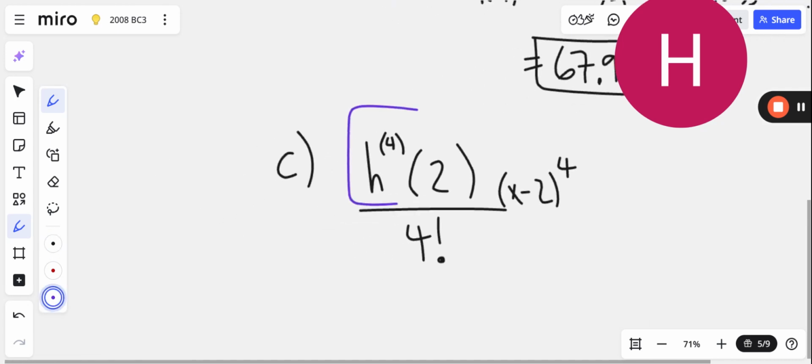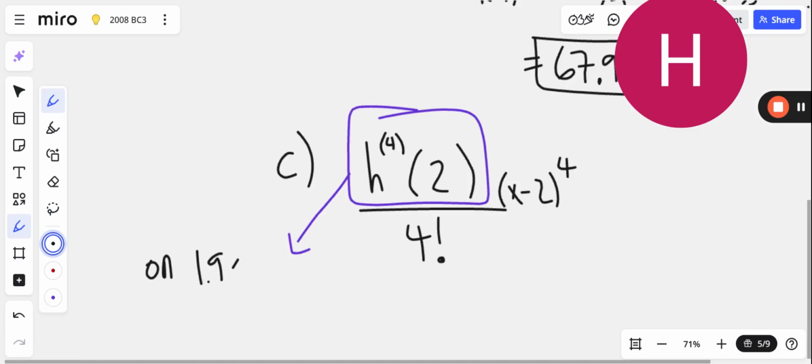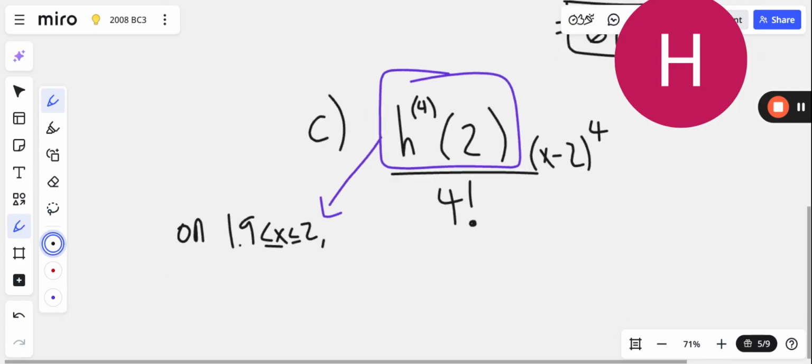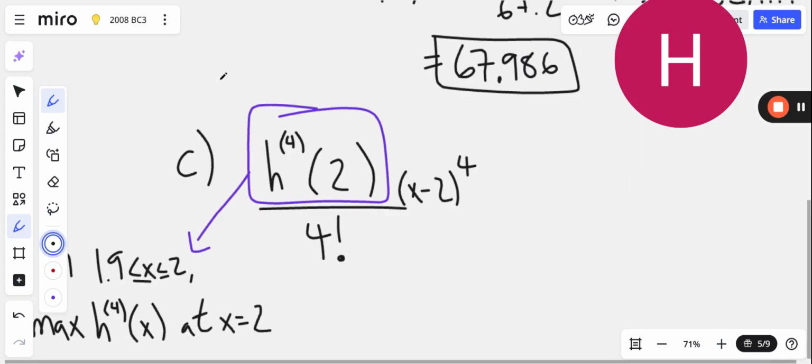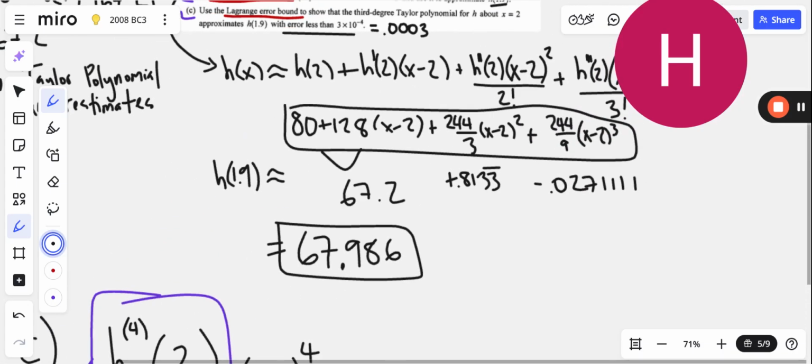And the reason why this is valid is because on the interval from 1.9 to 2, the derivative is maximal. So we'll say the max for the fourth derivative is at x equals 2. So we're going to take the most possible change, the most possible deviation that we could have, take that into account, and we'll still want to show that it's within 0.0003.